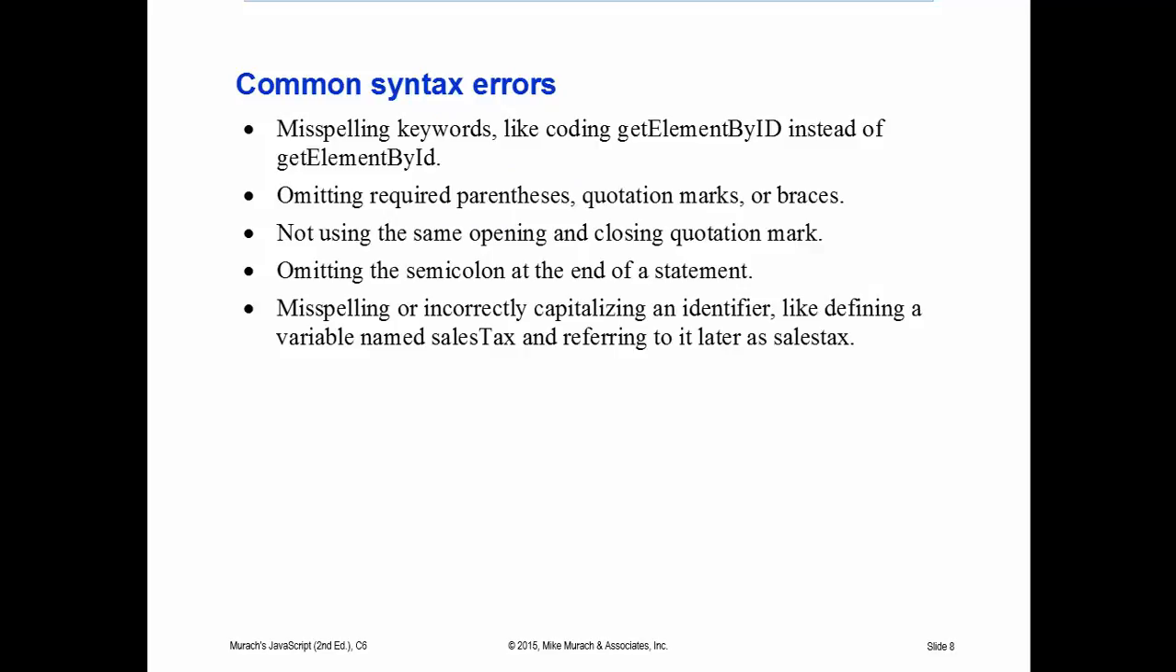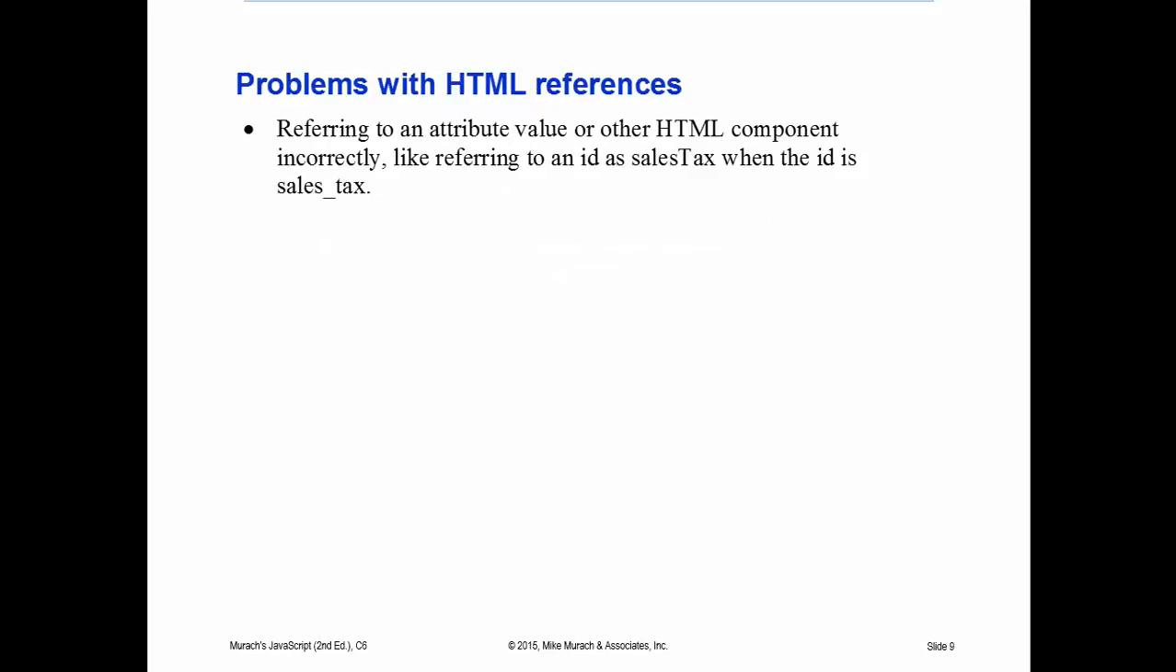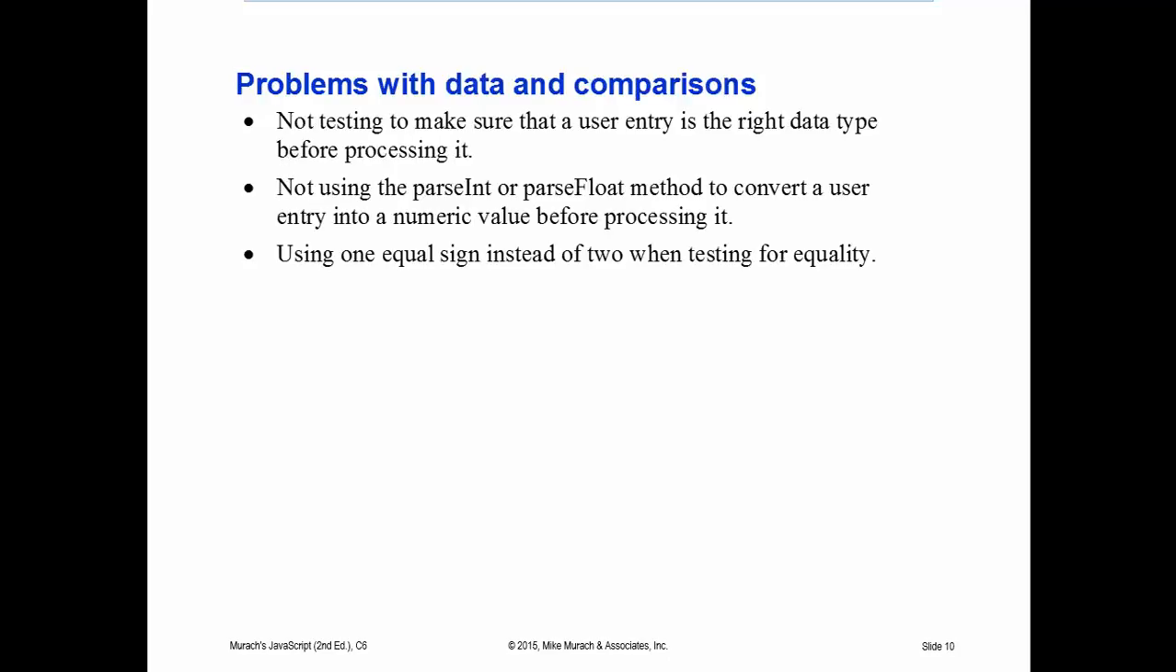Here are some common syntax errors, and that one I'm always hit by. Most people are used to putting ID in caps, the I and the D, but it's like this. If you put get element by ID in caps, you're going to get an error. Omitting parentheses, quote marks, braces, etc. Opening with a double quote, closing with a single quote. Forgetting a semicolon. Most of these are things I already mentioned to you. Referring to an HTML attribute incorrectly. And there's an example right there.